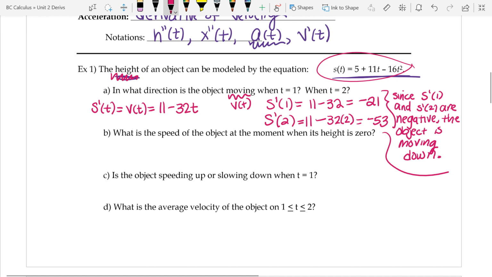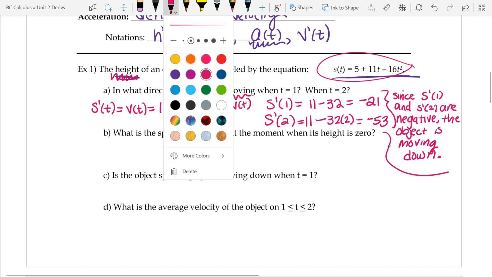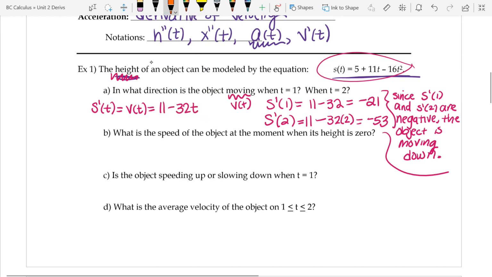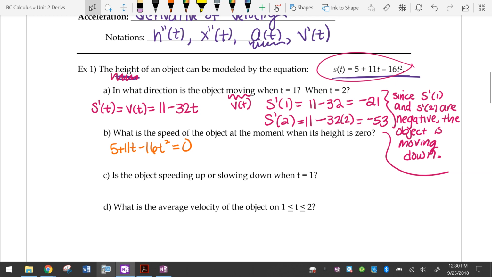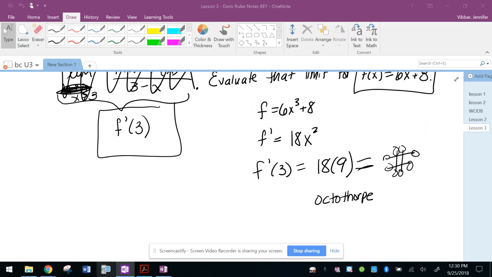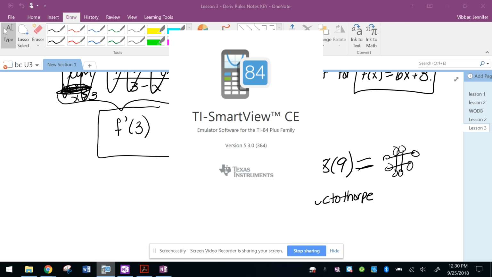Next, what is the speed of the object at the moment when its height is 0? Okay, well, if I want my height to be 0, I'm going to say 5 plus 11t minus 16t squared equals 0. I'm going to set my height equal to 0. I'm going to use the calculator to figure that out because it's good practice. I don't even know if this is factorable. I honestly don't even care right now because I just want to do it. Come on, computer. There we go.